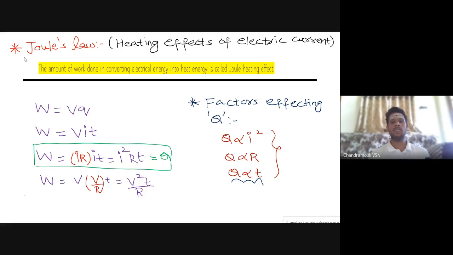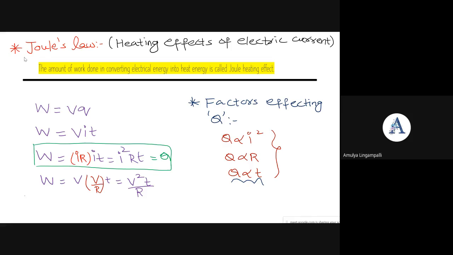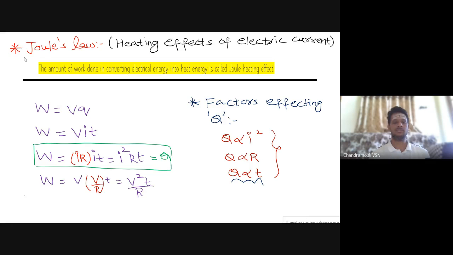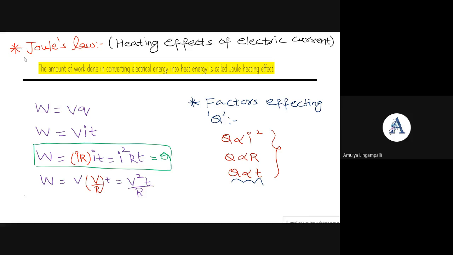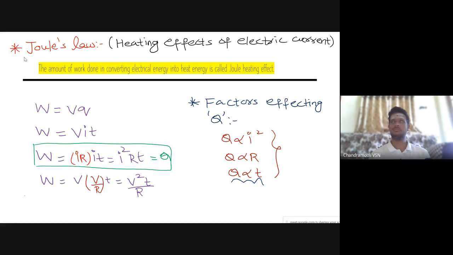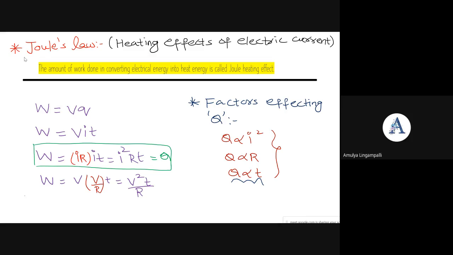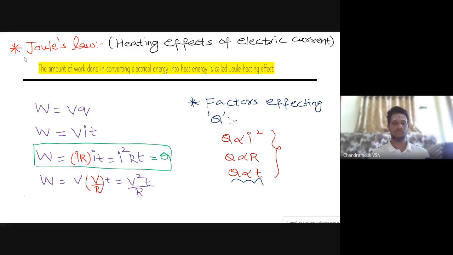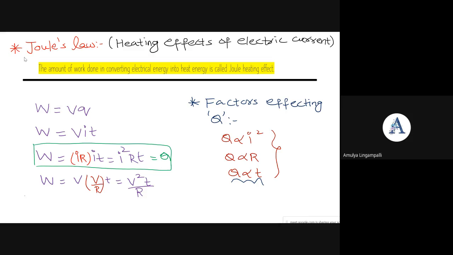So thereby, I expect Amulya, can you read? W is equal to V into Q. Next step, W is equal to V into I into T. Next, W is equal to I into R into I into T, which is equal to I squared R into T.